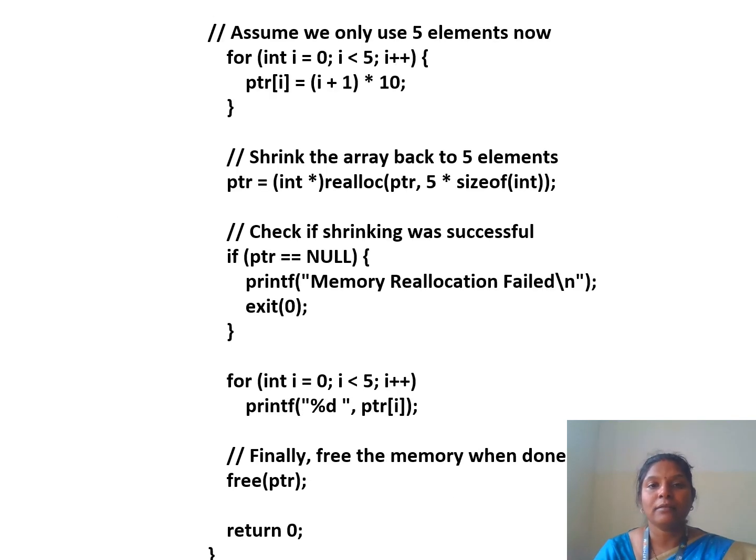Got it? Then assume we only use 5 elements now. Then we can use the keyword realloc to shrink the array back to 5 elements. See the syntax: ptr = (int*)realloc(ptr, 5 * sizeof(int)). So finally we can free the memory when done, using the keyword free(ptr). Finally, free the memory once it's done.